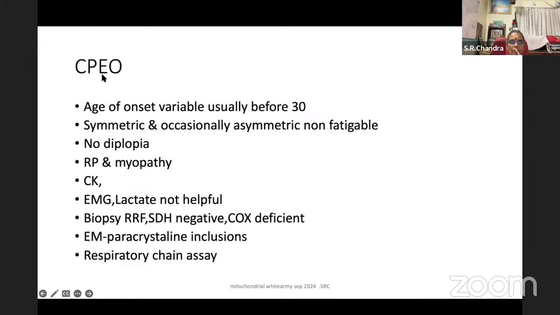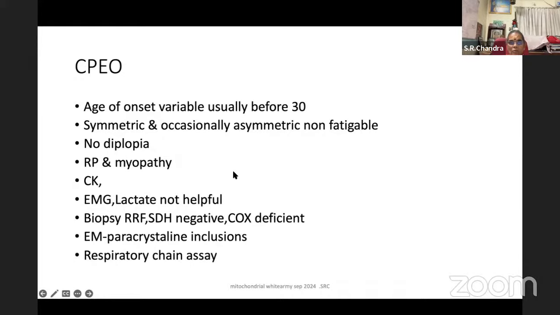Then chronic progressive external ophthalmoplegia. The age of onset is below 30 years. Symmetrical, occasionally asymmetrical, non-fatigable. No diplopia. They can have RP. They can have subclinical myopathy. CK can be elevated. EMG and lactate are not helpful in the resting state because the major muscles are not involved. So EMG done in other muscles or lactate assessment will not be useful.